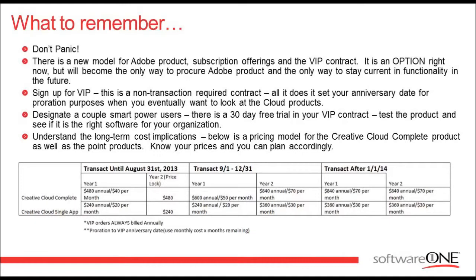Number two, and this is a SoftwareONE recommendation, sign up for your VIP. There's no contractual obligation to transact. It's just that as you sign up, it sets your proration calculator. So as you eventually add product, you don't have to pay for a full 12 months of usage. Maybe you're only 4 months until your anniversary date. Consider it a longer-term test dev.